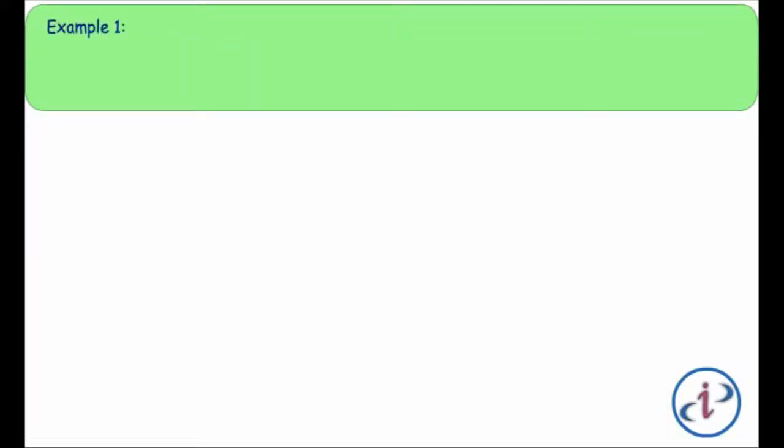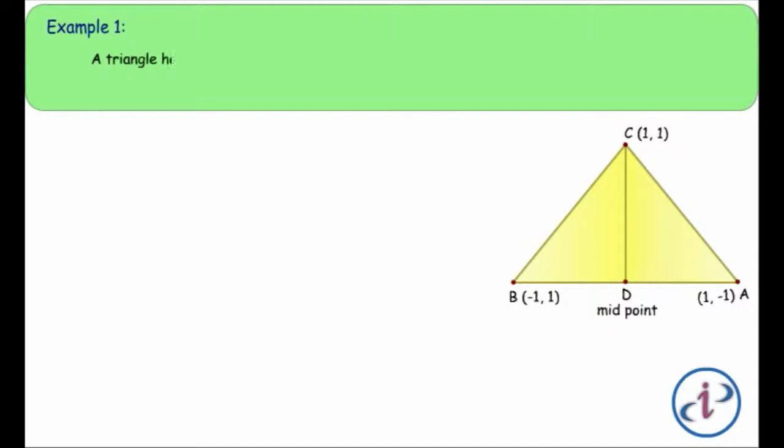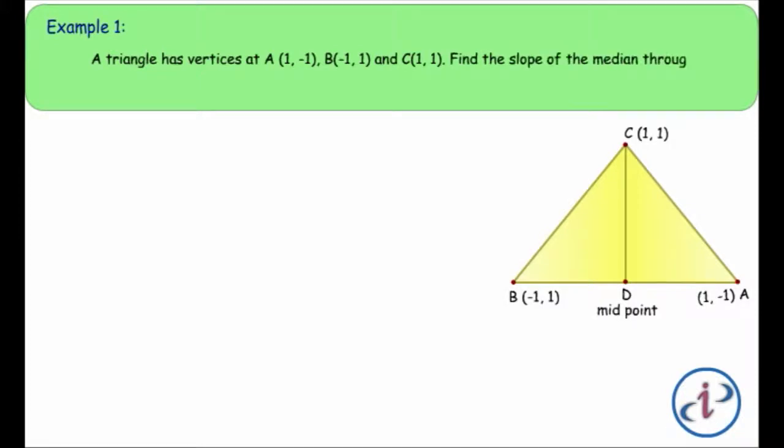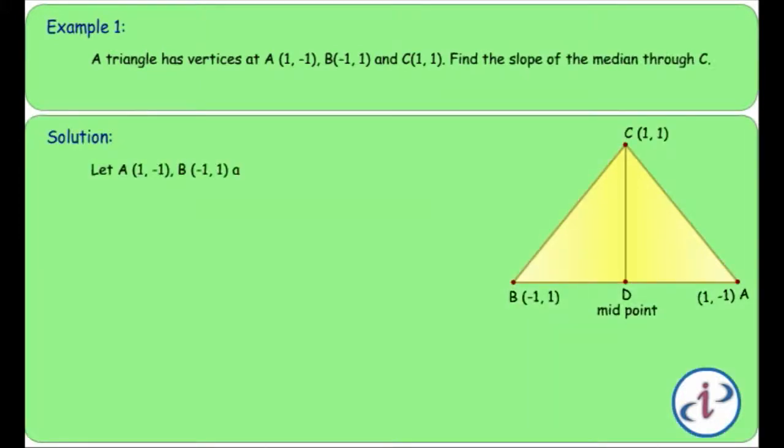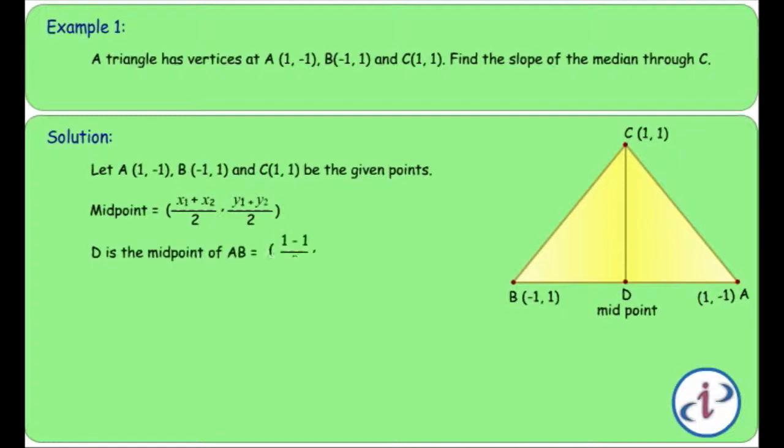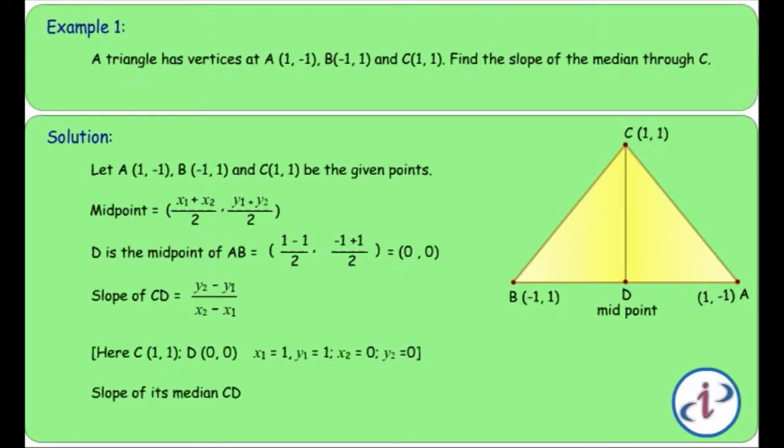Let us look at another example. A triangle has vertices at A as (1, minus 1), at B as (minus 1, 1), and at C as (1, 1). Find the slope of the median through C. Let A, B and C be the given points. Midpoint is equal to (x1 plus x2) divided by 2, (y1 plus y2) divided by 2, is the midpoint of AB. Substituting the values of coordinates, we have the coordinates of midpoint at (0, 0). Substituting these values in the equation of slope of CD, we have the value to be 1.